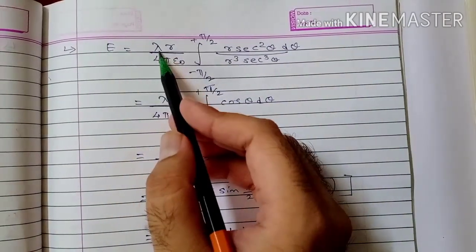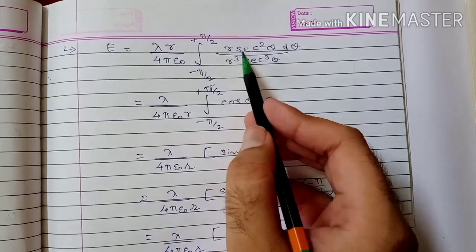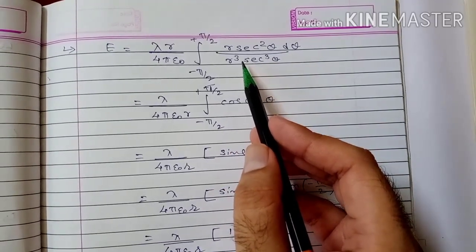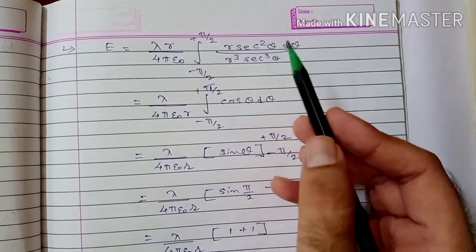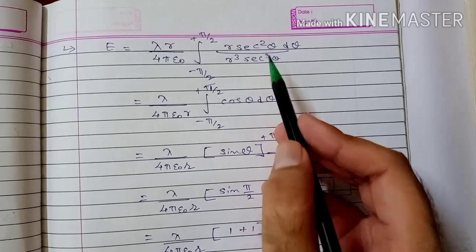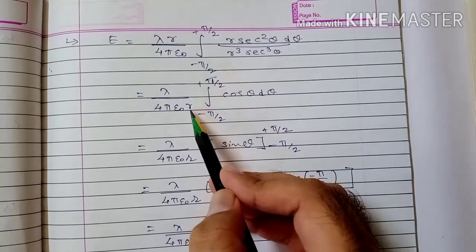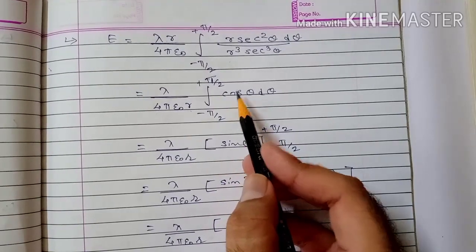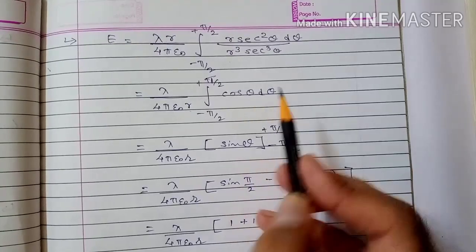Therefore electric field E is equal to lambda r upon 4 pi epsilon naught times the integration. Instead of dx we have to write r sec square theta d theta, and for r square plus x square, that is r square sec square theta. But (r square sec square theta) raised to 3 by 2: the square will get cancelled, and what will remain? r cube sec cube theta. r into r square upon r cube will give you 1 upon r. So lambda upon 4 pi epsilon naught r times the integration of sec square theta upon sec cube theta, that is 1 upon sec theta, that is cos theta d theta.